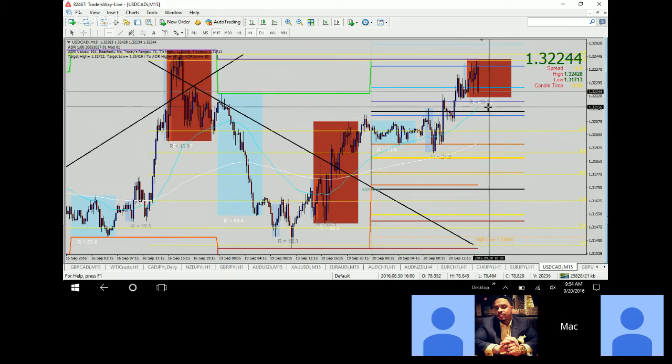Stop loss 1.3245. So we're gonna risk 35 pips, and to take profit, first take profit 1.3140. All right, I just sent that out. So we're gonna risk 35 pips to make 70.